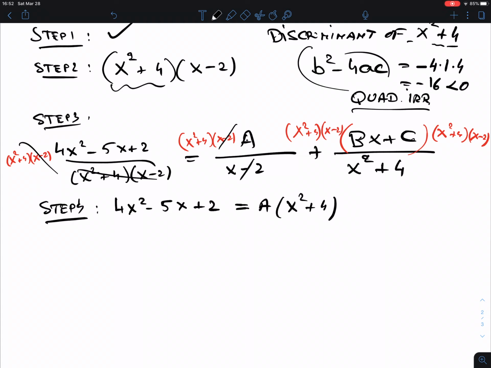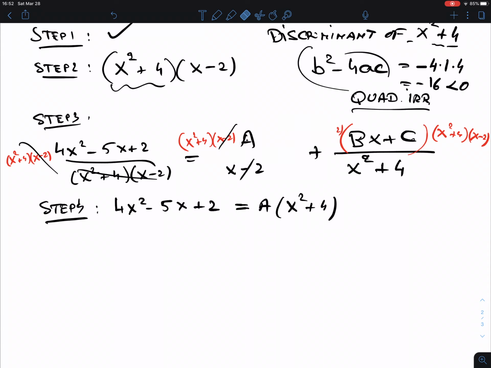In quizzes and tests, you must make sure that you don't make these silly mistakes by not writing parentheses. Perhaps you know what you mean, but it is actually incorrect. If you would write it this way, this would be ax squared plus 4, but that's not what we want. We want a times the quantity x squared plus 4.